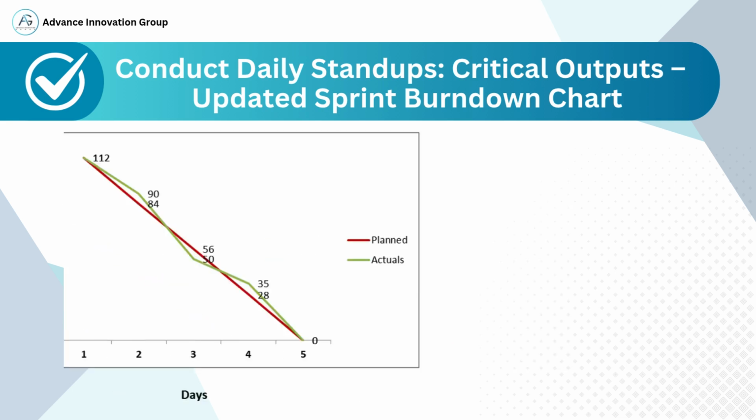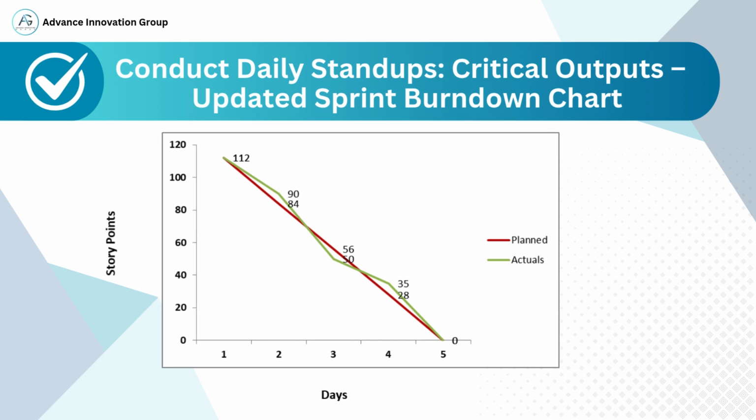effectively. This slide shows the updated sprint burn-down chart, which is a key output of daily stand-ups in Agile or Scrum. On the x-axis, we have the sprint days numbered from 1 to 5. The y-axis shows story points, representing the total work or effort planned for the sprint. The red line indicates the planned progress. The team planned to start at 112 story points on day 1 and complete all work by day 5, reaching 0 points. The green line indicates the actual progress made by the team.